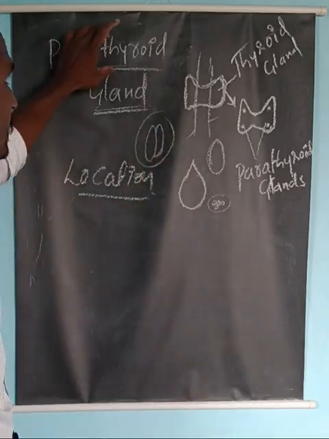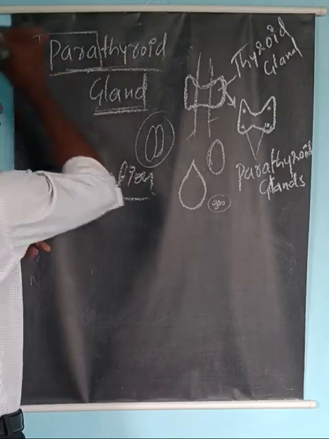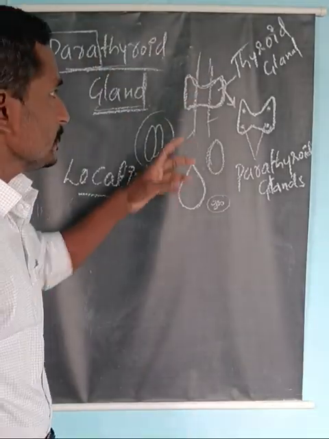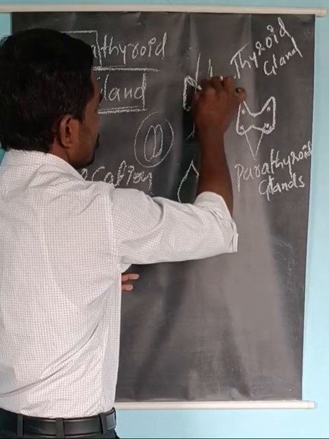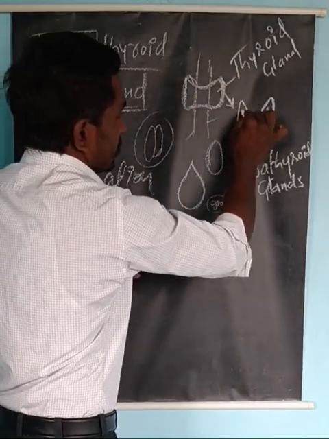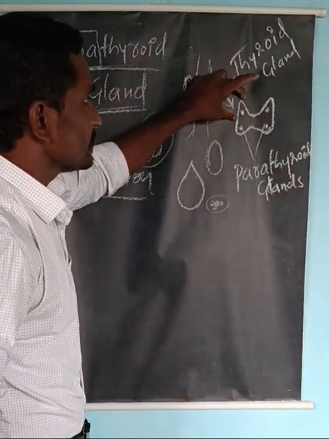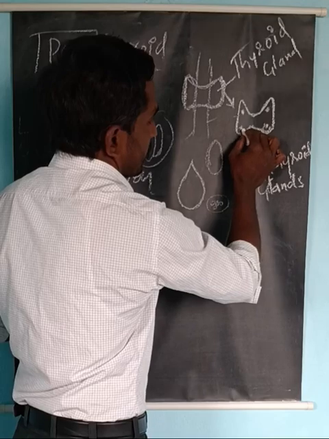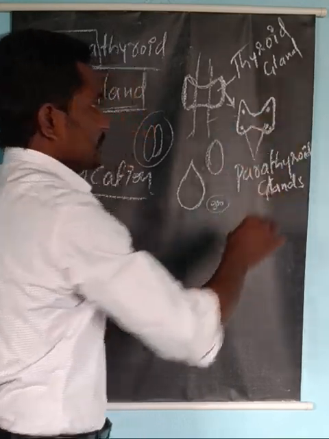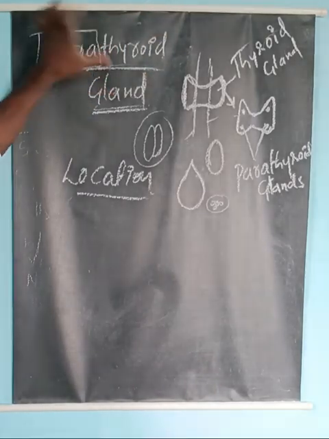The name itself suggests parathyroid. Here para means beside or behind. See the thyroid gland. Just see the back view of the thyroid gland. These are the parathyroid glands. Two parathyroid glands are situated superiorly and two parathyroid glands are situated inferiorly, just at the back of the thyroid gland. For that reason it is called the parathyroid glands.